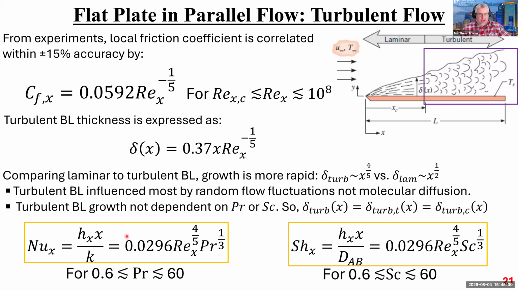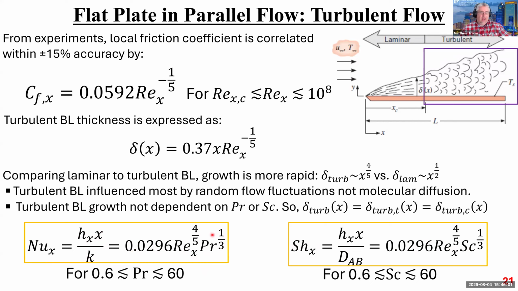Again, empirically, we can come up with a local Nusselt number correlation, which is this guy, right? So still equal to h at some location x times that location x divided by k, equal to 0.0296 Reynolds number raised to the 4/5 times Prandtl number to the 1/3. The Sherwood number, right, is exactly the same.